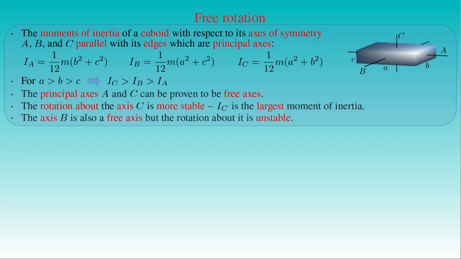The above can be ascertained in a simple experiment with a box of matches thrown in the air by spinning it properly. The flying box can rotate permanently about the axes A or C, but not about the axis B.